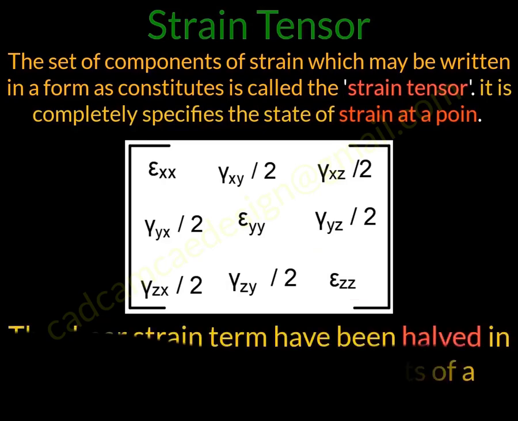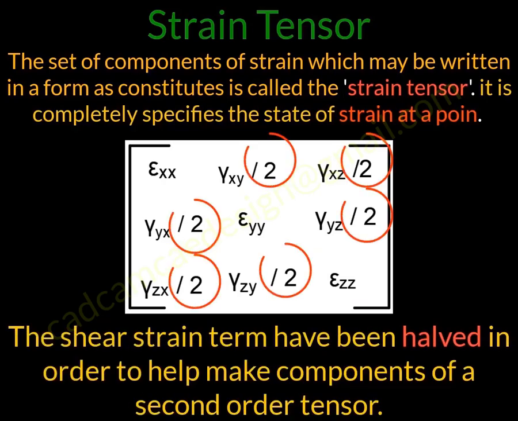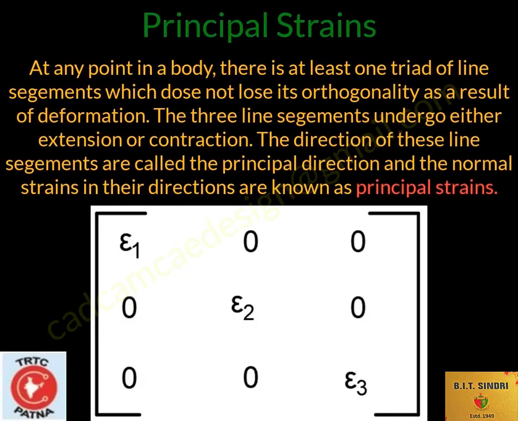So notice that the shear strain terms have been halved in order to help make a component of a second order tensor. And now, after defining the strain tensor, let us define the principal strains. Principal strains and their directions can be defined analogous to the principal stresses and planes.